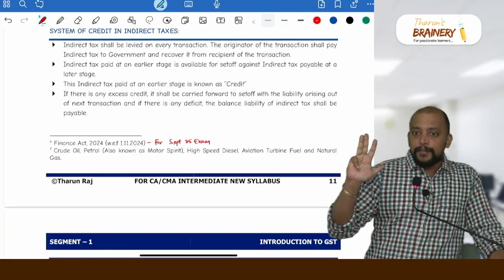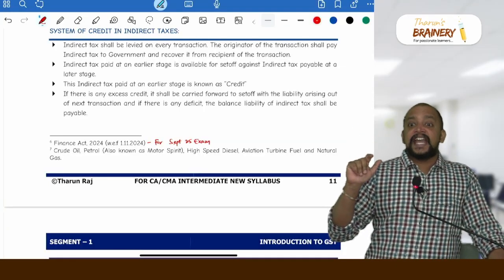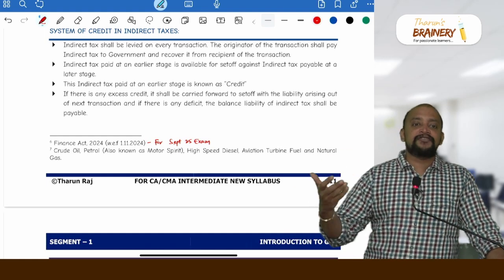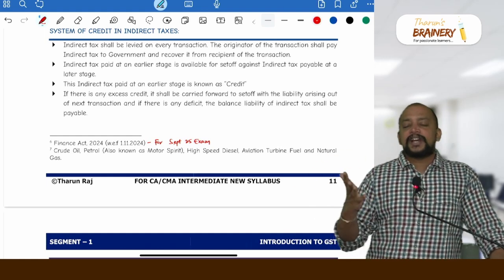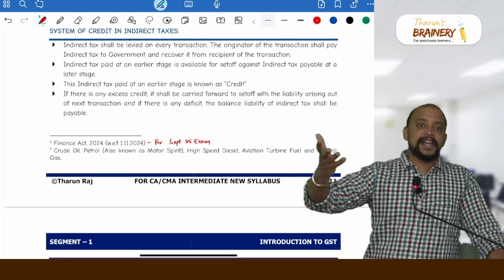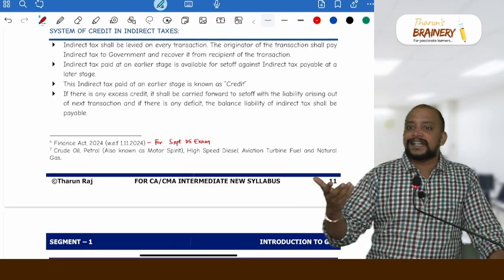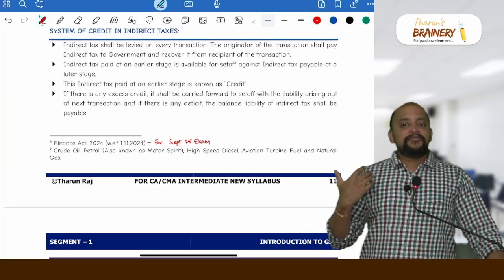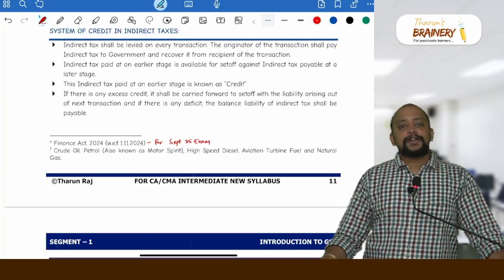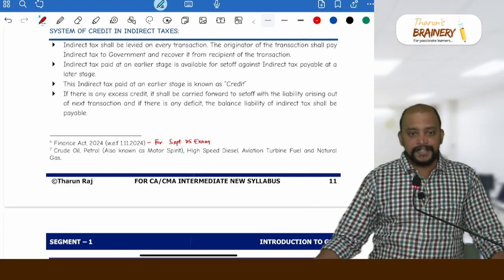Crude oil, petrol, diesel. But diesel means high speed diesel. Then aviation turbine fuel, which is used in flights, fuel for flights. Then last, natural gas. Natural gas is used in vehicles, autos, cabs and all will run with CNG, that is called natural gas. These are the 5. Apart from this, all other petroleum products are covered under GST, but these 5 petroleum products are excluded under GST.